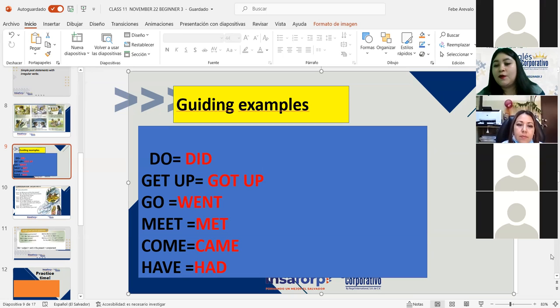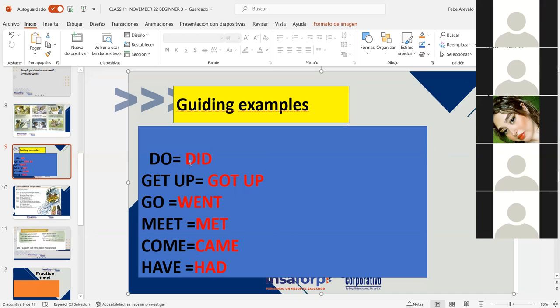Thank you. Let's go with Genevieve. You are simple present, and Emperatriz, you are simple past. Action. Do. Emperatriz, no sé si su audio is not working. Did. Get up. Got up. Go. Went. Meet. Met. Come. Came. Have. Had. There you go. Excellent. Thank you, girls.